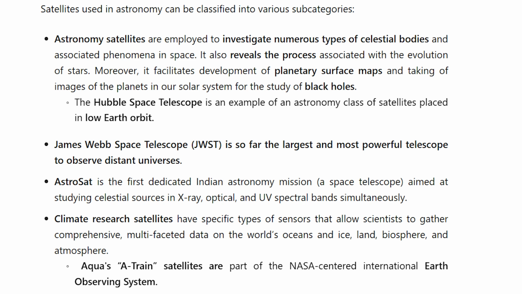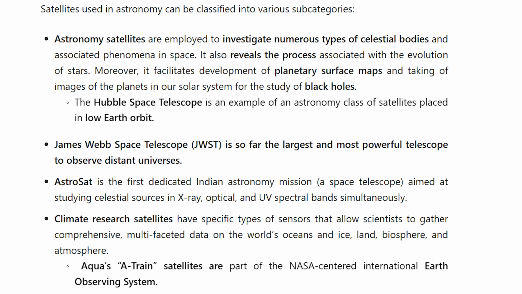The Hubble Space Telescope is an example of an astronomy class of satellites placed in low Earth orbit. James Webb Space Telescope, JWST, is so far the largest and most powerful telescope to observe distant universes. AstroSat is the first dedicated Indian astronomy mission, a space telescope, aimed at studying celestial sources in X-ray, optical, and UV spectral bands simultaneously.